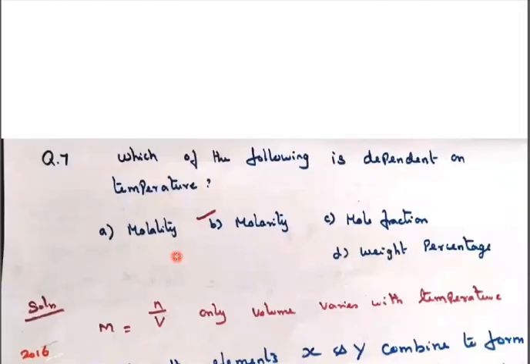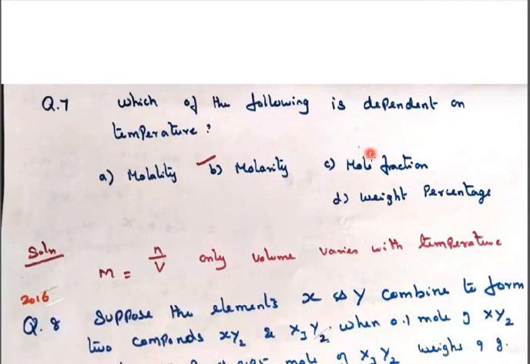Which of the following is dependent on temperature? We know molarity, mole fraction, weight percentage, and weight by weight percentage. Molality means the number of moles divided by the mass of the solvent. Molarity means the number of moles of the solute divided by the volume of the solution. Mole fraction does not contain volume, and weight percentage also does not contain volume. Molality contains the mass of solvent, not volume. So only molarity contains volume.